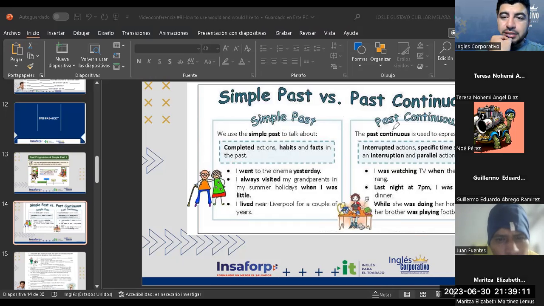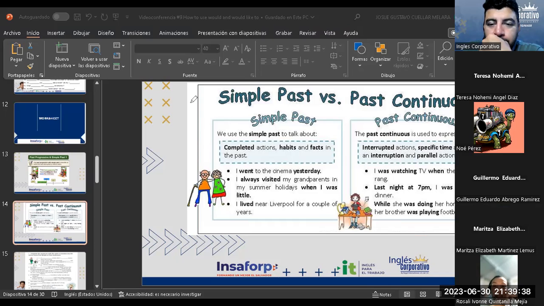Rosalie, please, past continuous. The past continuous is used to express, el pasado continuo es utilizado para expresar what? Interrupted. No te escuchamos, Rosalie. Low. Sorry. Interrupted action, specific time, as an interruption, in parallel action.